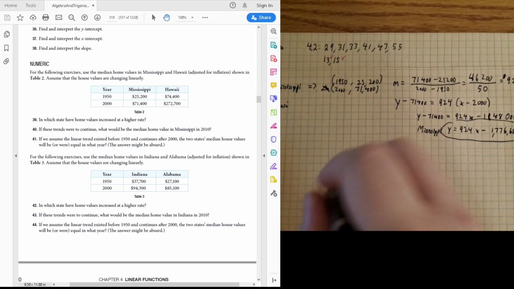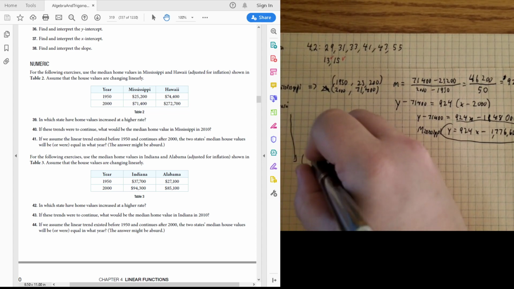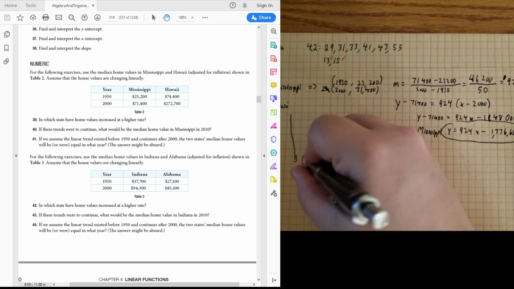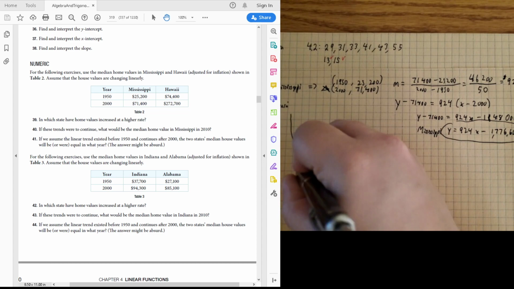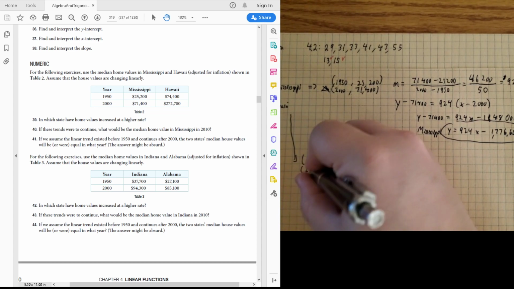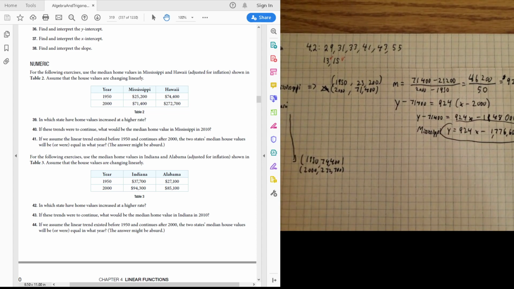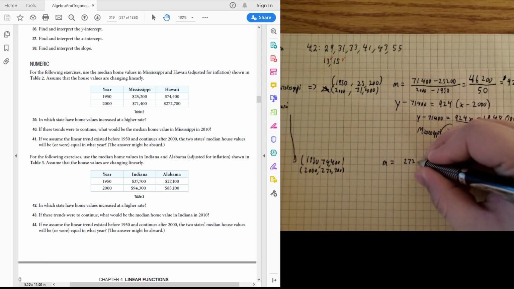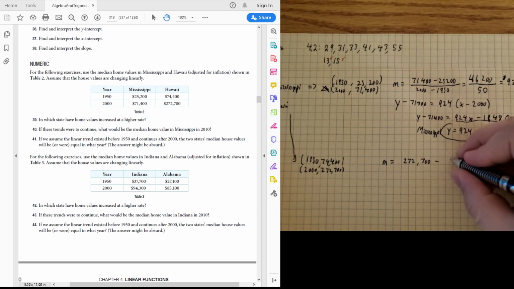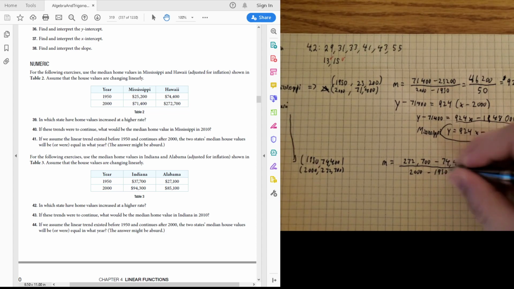Alright, this is the same thing for Hawaii now. So for Hawaii, my points are a little different. My points are 1950, 74400, and then 2000, 272,700. Okay, so we find the slope just like before. M equals y2, 272,700 minus 74400 divided by 2000 minus 1950.